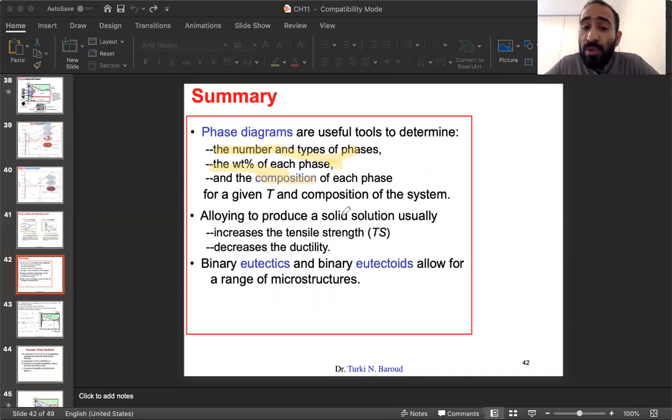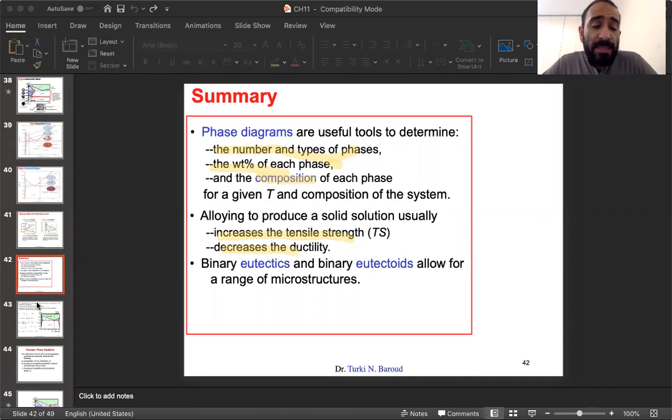Also, producing a solid solution usually increases the tensile strength and decreases the ductility of the material, and binary eutectic and binary eutectoid allow for a range of microstructures, as we talked about. So we have pearlite and we have pro-eutectoid alpha and pro-eutectoid cementite.